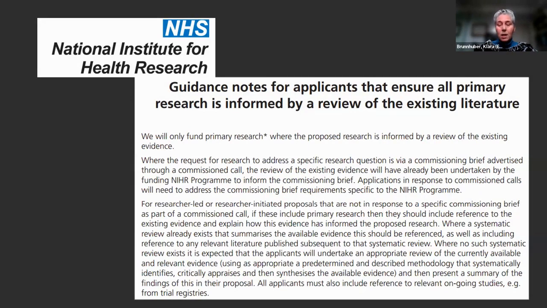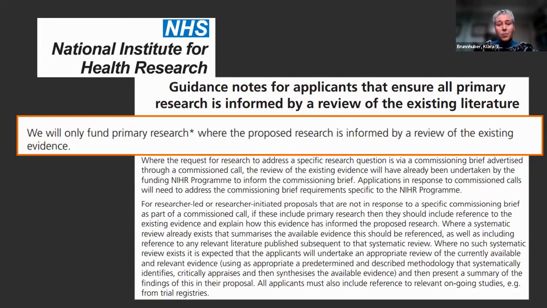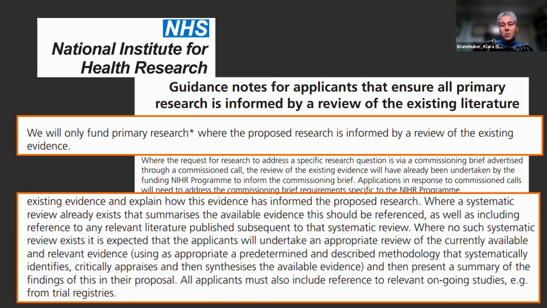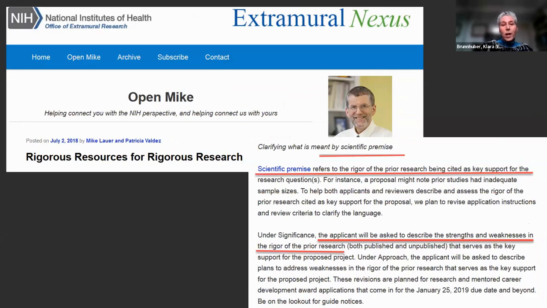There are many funding institutions now that require you to actually propose as part of your application a review of the existing evidence. For example, the National Institute for Health Research will only fund primary research where such research is informed by a current review of the existing evidence. Where such a systematic review already exists, that should be used, and otherwise it needs to be conducted. Similarly, you can see here the National Institutes of Health. Again, it means that the prior research being cited should also be done in a rigorous manner. And applicants will be expected to describe the strengths and weaknesses in the rigor of prior research.